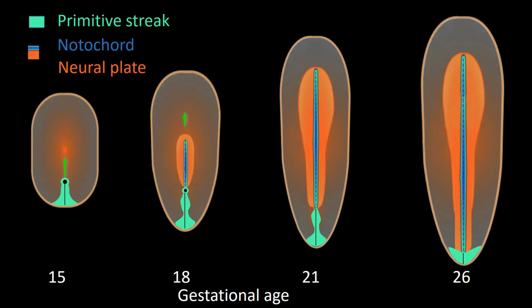When things go badly, on the other hand, the course is rather different. At 15 days, the primitive streak looks normal. But at day 18, the primitive streak fails to thin out. On day 21, the primitive streak is still thick and remains present on day 26 as a thick mass close to the caudal end of the embryo. This mass grows with time, producing a tumor in the caudal-most part of the embryo.